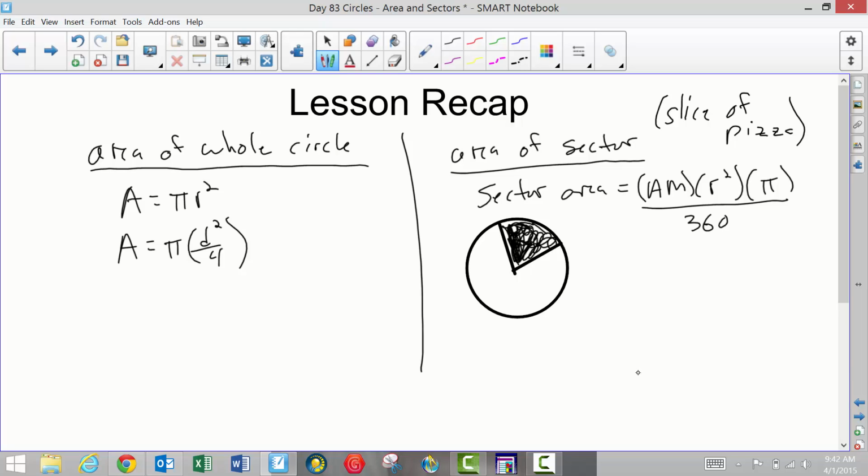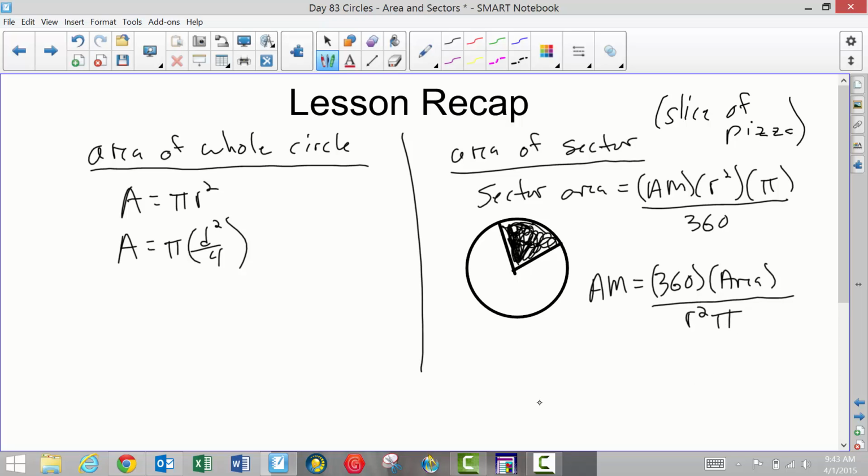Other formulas that come into play with this that I did not teach in class, but I'll give to you now. For those of you that are going to watch, it's going to be helpful. There could be problems where I give you the area and ask you to find the radius, or to find the arc measure or central angle. So here are these formulas. Your arc measure is going to equal 360 times your area all over r squared pi.